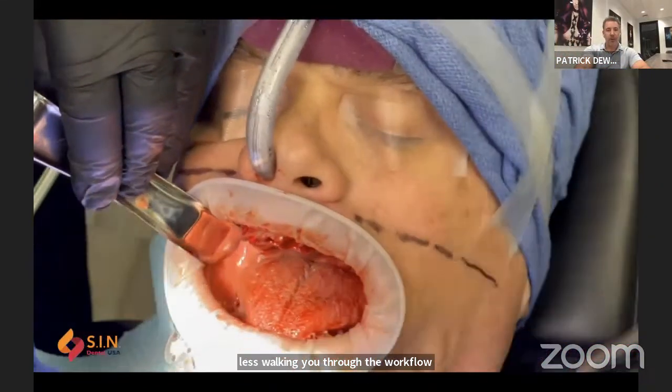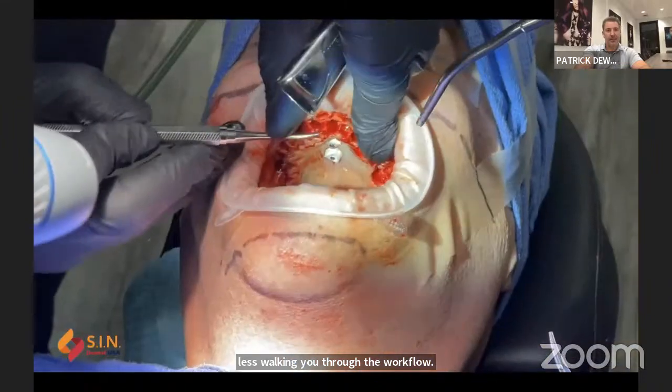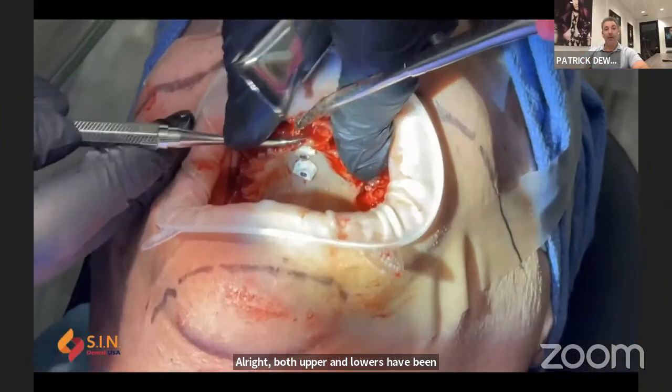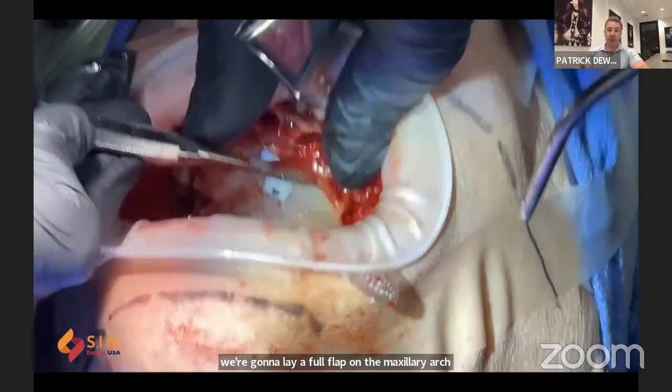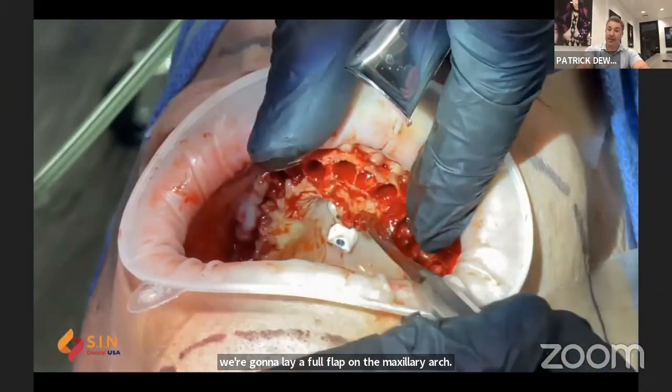All right, both upper and lowers have been extracted. Now we're going to lay a full flap on the maxillary arch. Again, we have to be cognizant of those bone fixation screws that are in the midline of the palate.